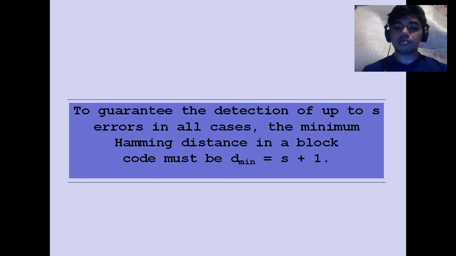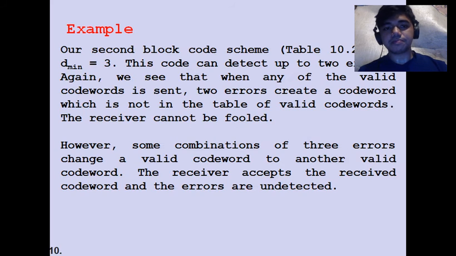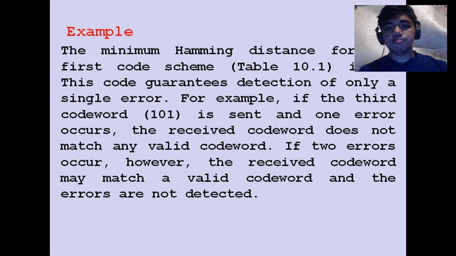Putting this into logic, if we have a Hamming distance of 4, we can detect 1 to 3 errors. If we have a Hamming distance of 6, we can detect up to 5 errors. So there you go. If 2 errors occur, however, the received code word may match a valid code word and the errors are not detected. I mean, there is no error detection.